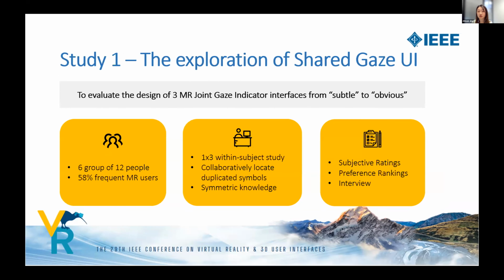The goal of the first study was to evaluate the design of the MR interfaces to understand how the level of visual obtrusiveness would affect the representation of contextual speech input. 12 participants aged between 22 to 33 were recruited. 85% identified themselves as frequent AR/VR users. A within subject design was employed. In each condition, a pair was expected to collaboratively find duplicated symbols in both local and remote rows. Both qualitative and quantitative measures were used. I'll play a small demo clip to showcase the conditions briefly.